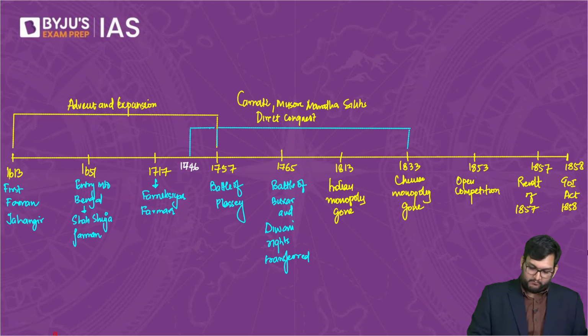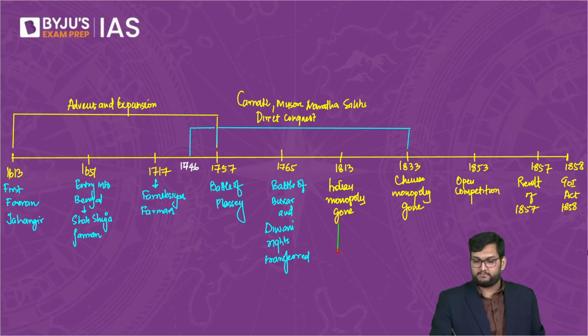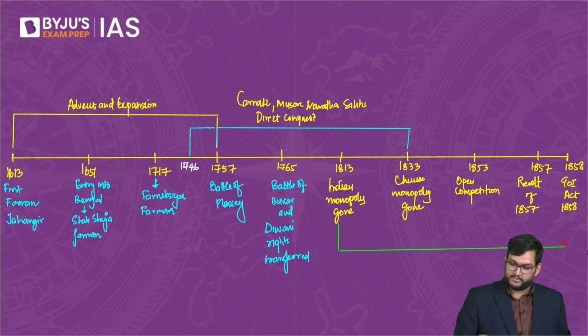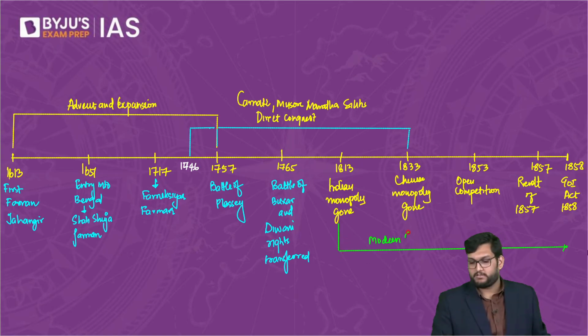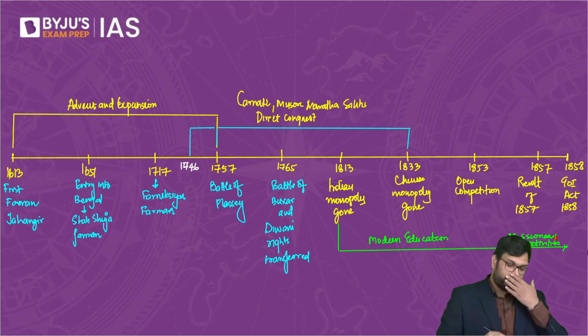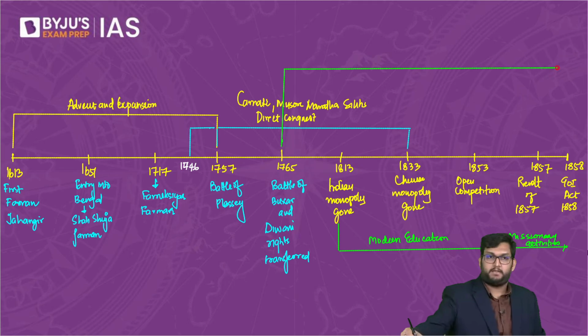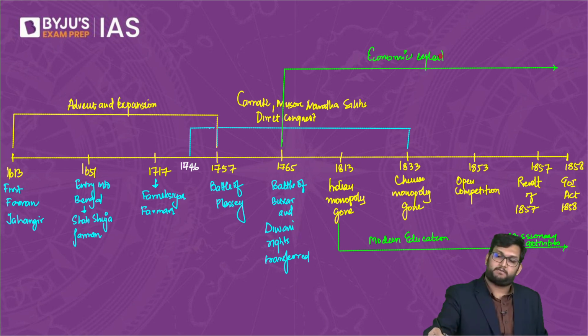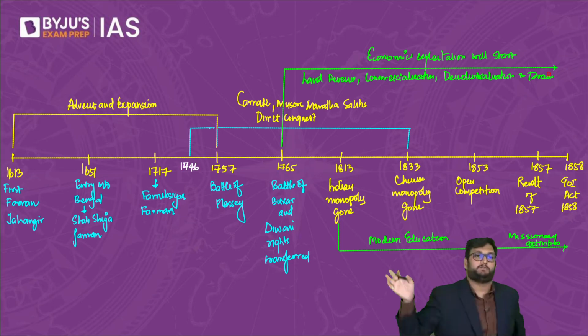The more interesting part of the story is this, which is modern education and missionary activities. And if you have to make it even more interesting, this point is from where economic exploitation will start. Land revenue, commercialization, deindustrialization, and drain. But the arrow means that it will keep on going on.